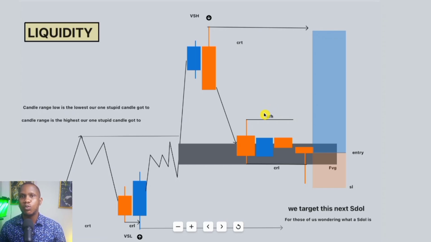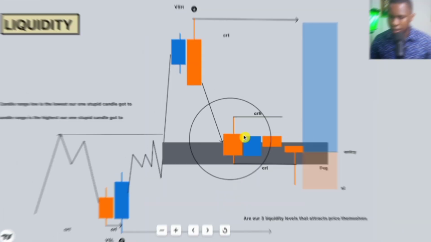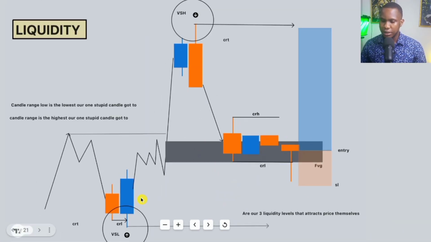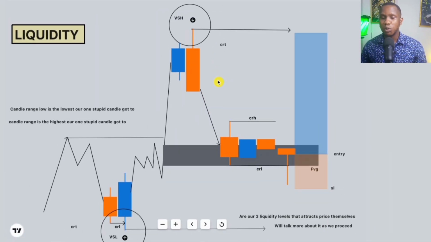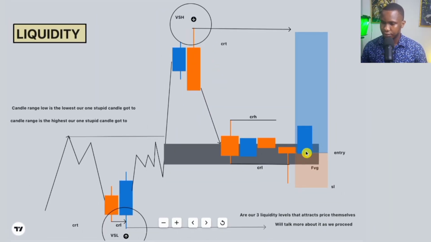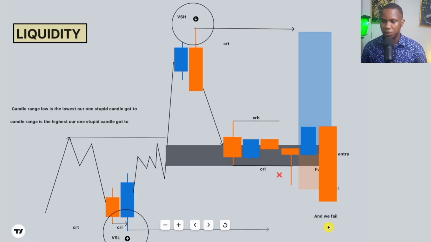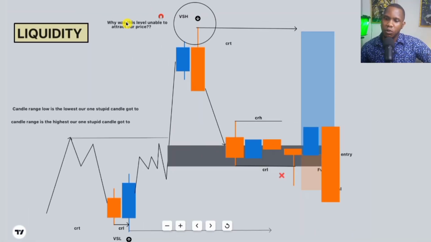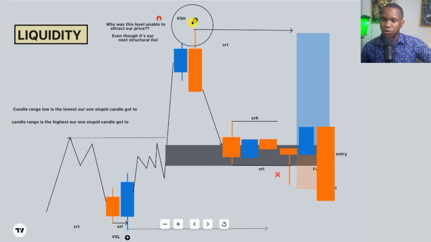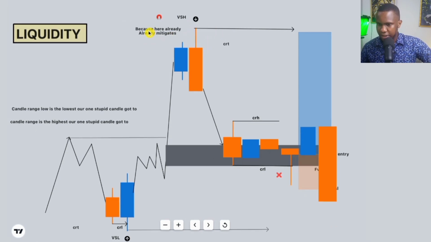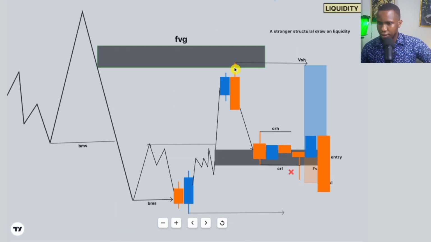For those wondering what structural draw on liquidity is, there are 3 liquidity levels that attract price to themselves. I'll talk more about this as we proceed. So let's see how the trade unfolds. Okay, and we fell. Why was this level unable to attract price to itself even though it is our next structural draw on liquidity? Because here already mitigates our stronger draw on liquidity.